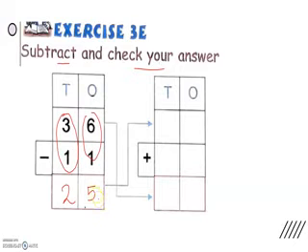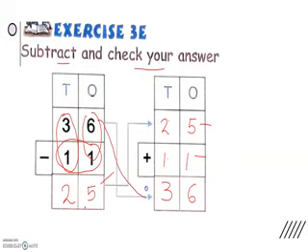But if you have any doubt whether our answer is right or not, we can check by taking the answer 25 and the second number 11. We have to add both the answer and the second number. So 5 plus 1 is 6 and in the tens place 2 plus 1 is 3. Yes. So we got the first number as the answer, 36. Our first number is the answer. So we understood that our answer 25 is the correct one.